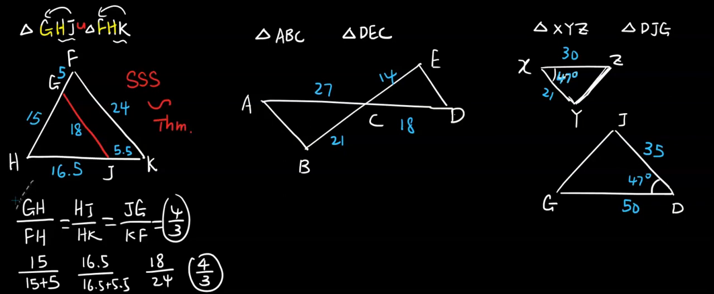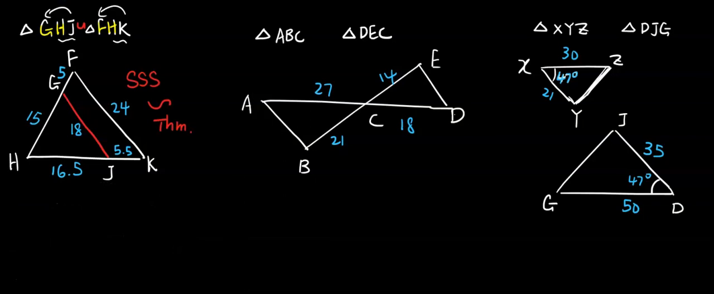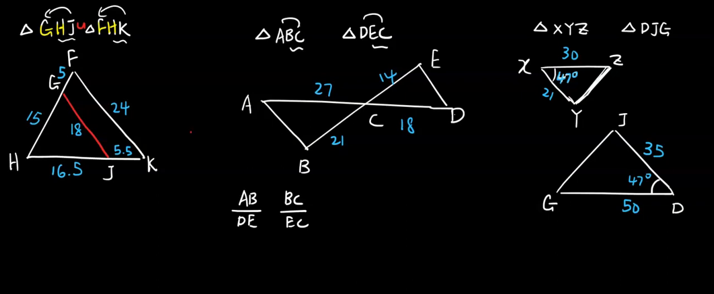I'm going to erase here and make more space for the next question. The next question gives us a triangle ABC and a triangle DEC. Therefore, we can take 2 letters at a time. We take AB and DE. We write down AB to DE. The next 2, BC to EC. And next 2, you can do AC and DC.